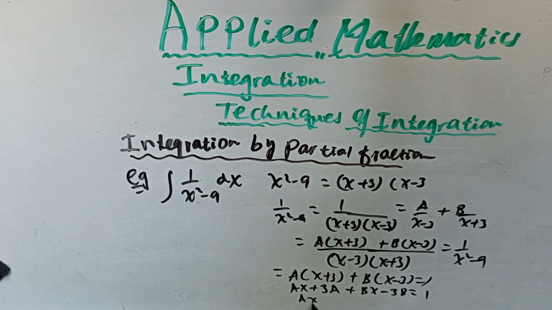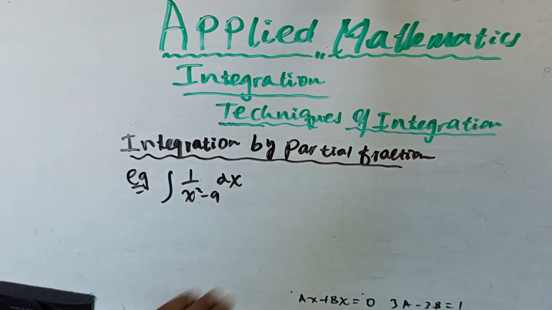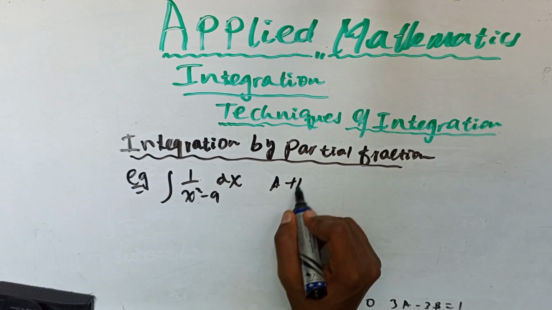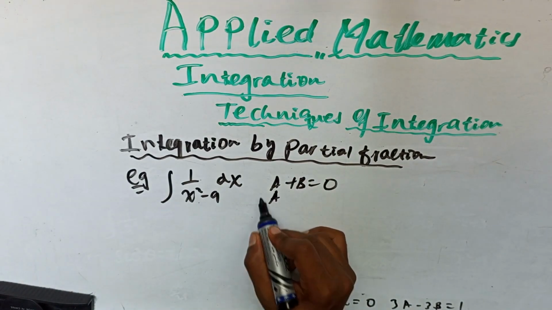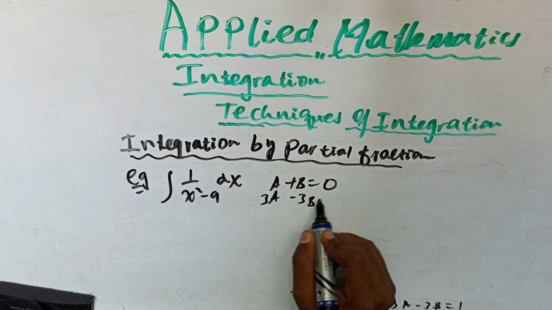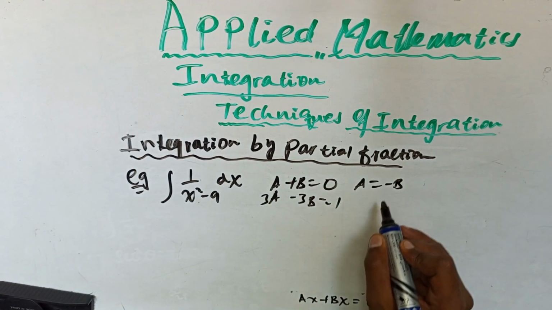From this, Ax plus Bx is equal to 0 because we don't have an x on the right side. Let me clear this and simplify further. So A plus B is equal to 0, and 3A minus 3B is equal to 1. From here, A is equal to minus B.